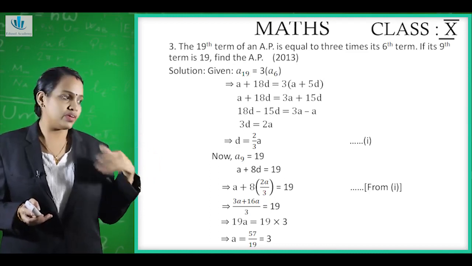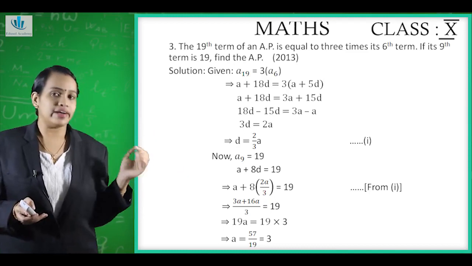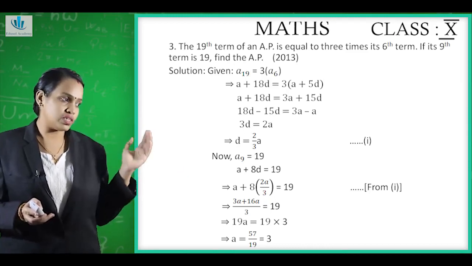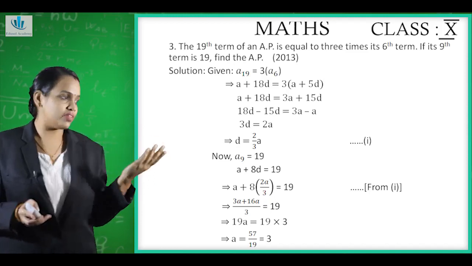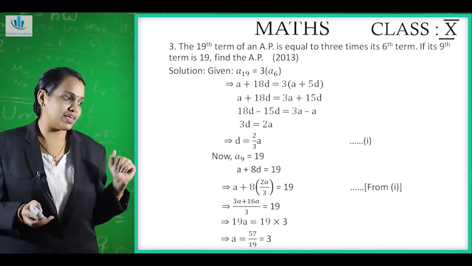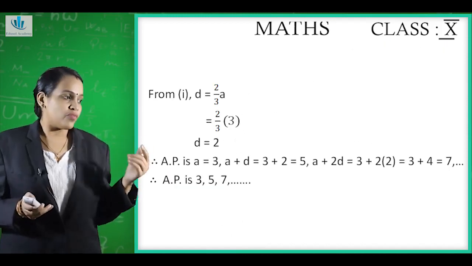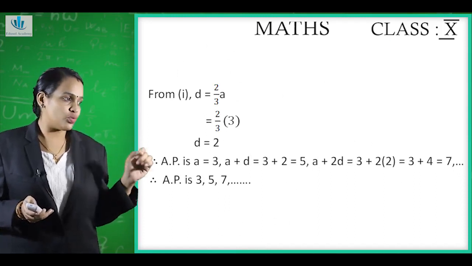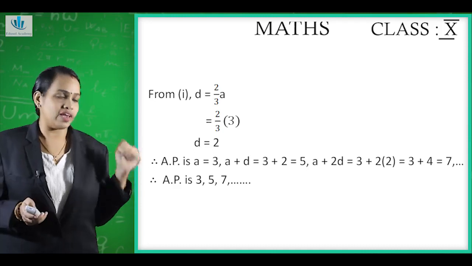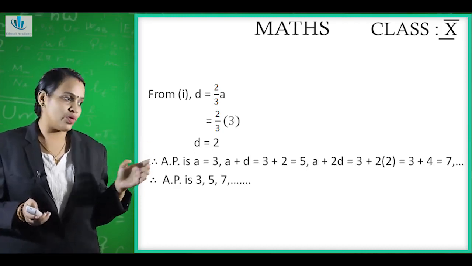So 19a, we will take 3 to the other side. It becomes 19a is equal to 19 into 3. Therefore, a is equal to 19 into 3, it is 57, and 19 goes to the other side, it becomes divide. So 57 upon 19 is equal to 3. Now from equation 1 we have d is equal to 2a upon 3. So we will put the value of a. So it becomes 2 upon 3 into 3. So d is equal to 2.